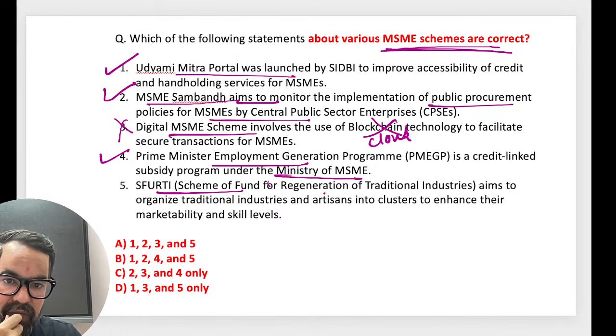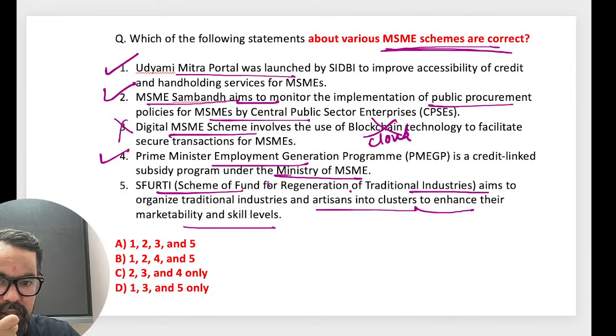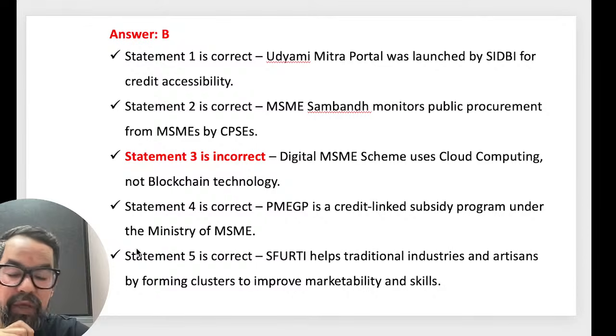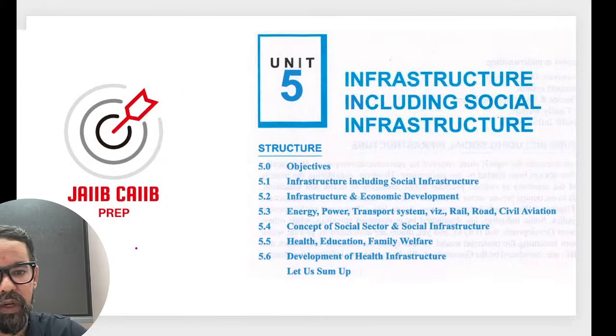Spurti is a scheme for regeneration of traditional industries like artisans and all. ठीक है, artisans, 100% true. ठीक है, तो 1 2 4 5, yes, awesome. Option B will be the right answer for this particular question. Correct है. चलो next one.